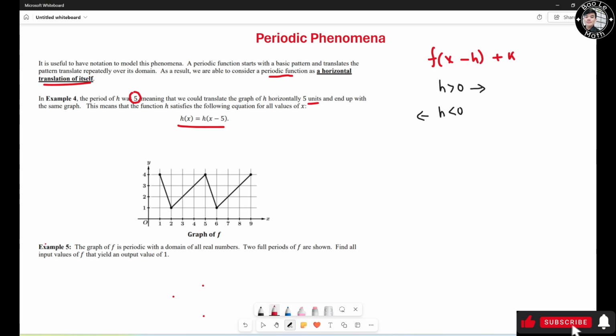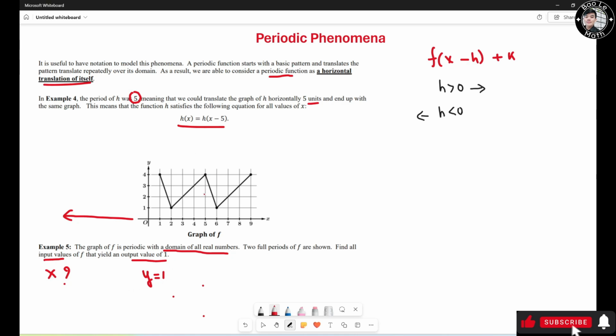Alright, so we look at this one right here, example number 5. The graph of the function f is periodic with a domain of all real numbers, right? Which means s can take any number on the s-axis, right? Now, 2 full periods are shown. Find all input values, which means you need to find the value of s, of the function f that yield an output value of 1, which means y equals 1, right? S equals what in order to get y equals 1, right?